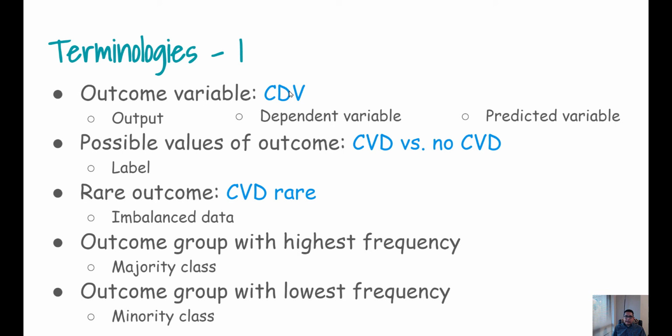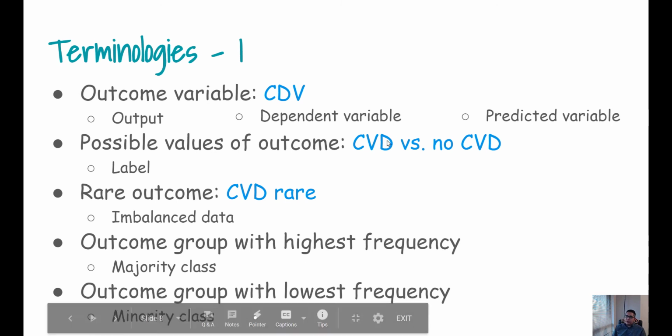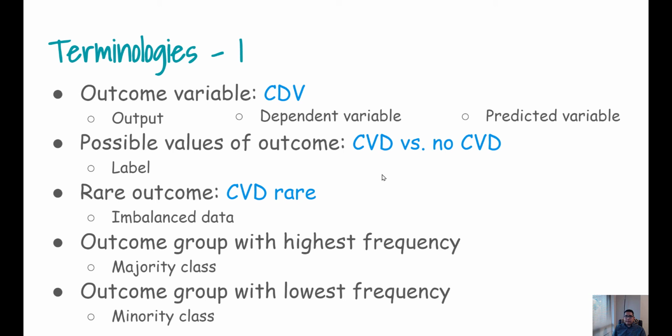And for the cardiovascular disease status, there could be two different statuses. One is that the person has a cardiovascular event, or the person does not have any cardiovascular event. These are the possible values of the outcome, right? In the machine learning literature, these possible values are known as labels. The cardiovascular event can be rare. That means there would be fewer cardiovascular diseased patients versus a lot of patients who are not associated with a cardiovascular event. In that case, our outcome will be imbalanced because it is not really 50-50 overall. The outcome group with the highest frequency we generally call the majority class, and the outcome group with the lowest frequency we generally call the minority class.